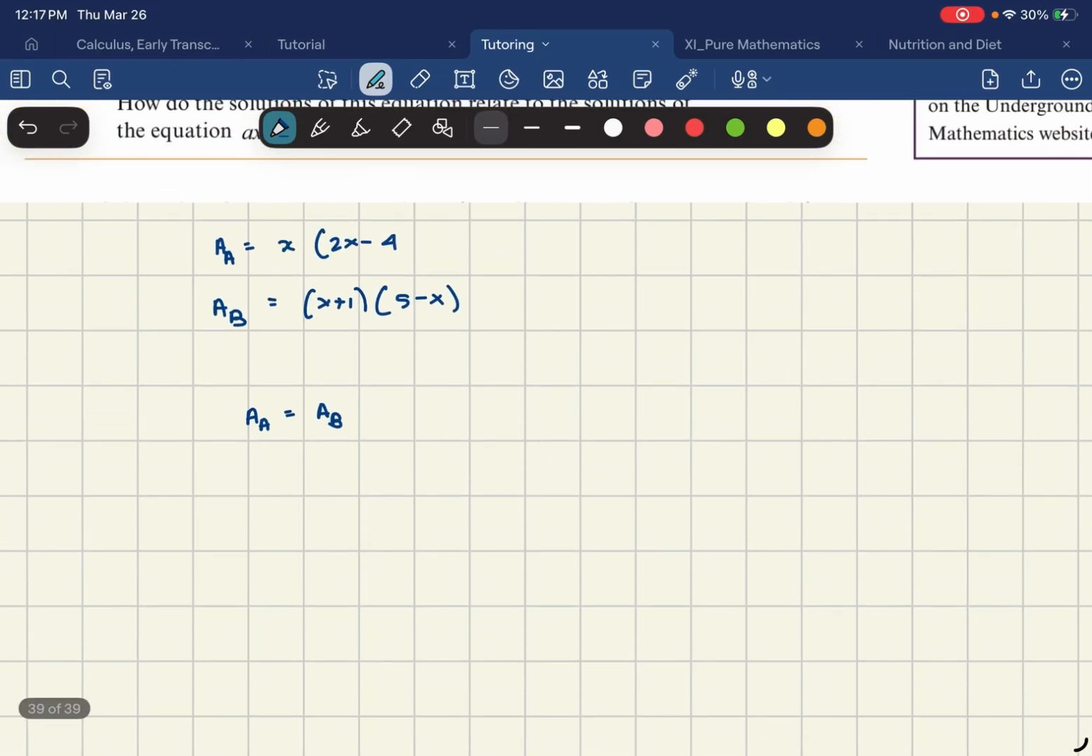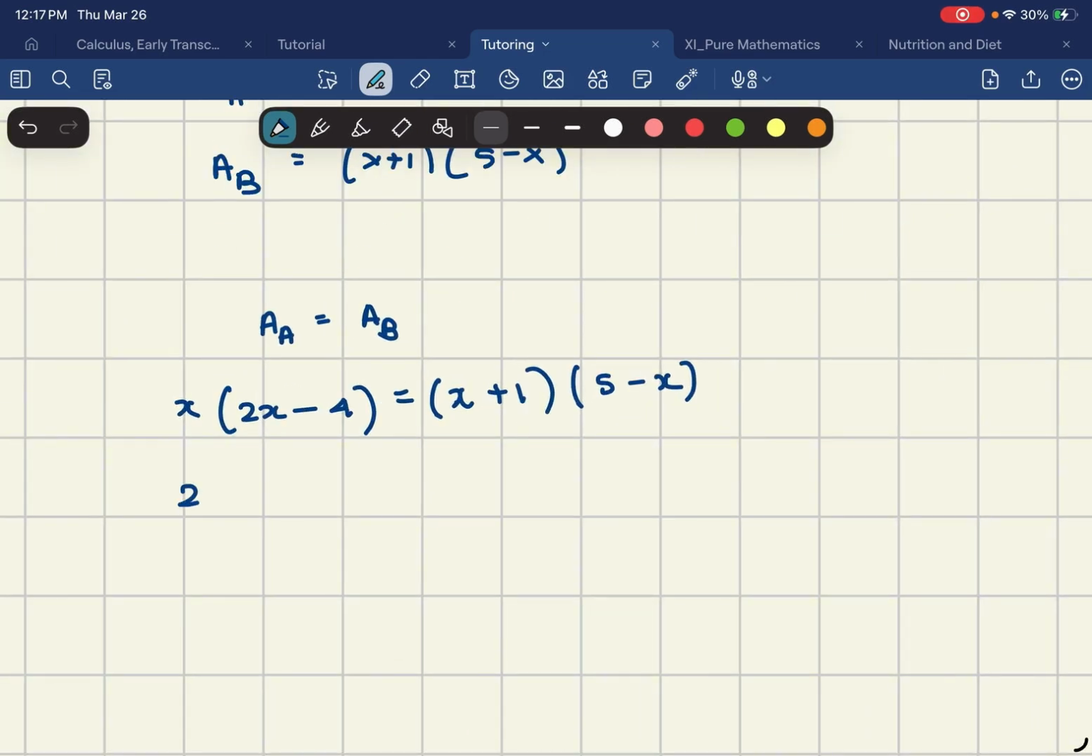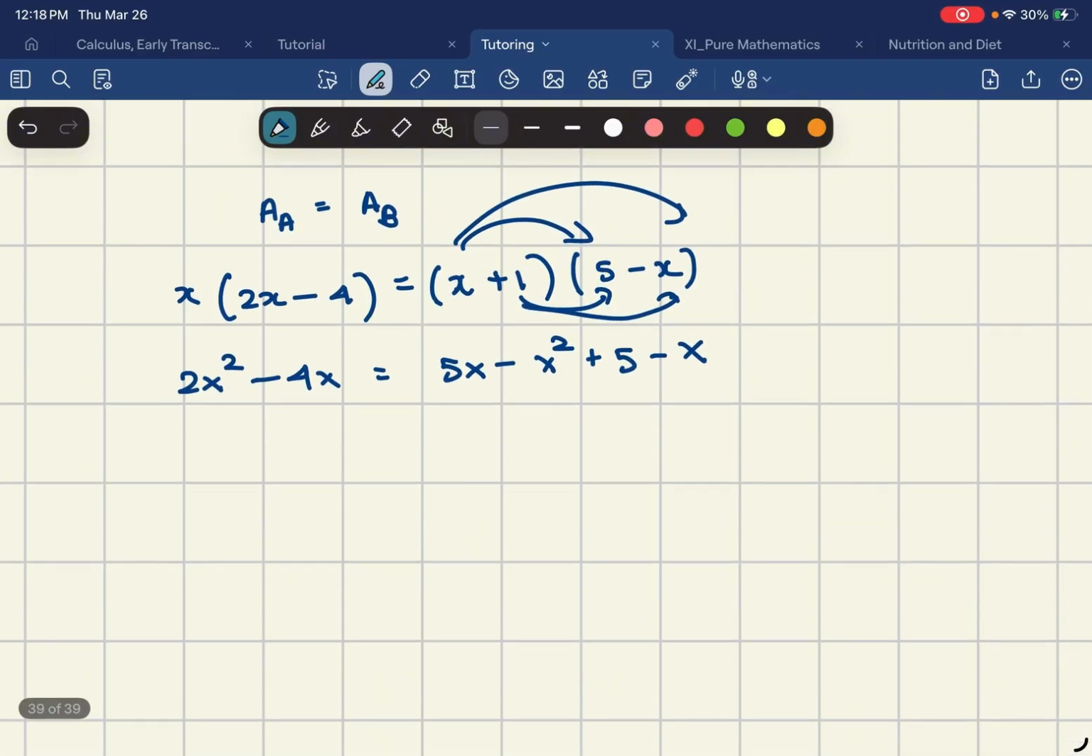All right. So now you just substitute the values in. x times 2x minus 4 equals x plus 1 times 5 minus x. And then you can simplify. So I have 2x squared minus 4x on my left-hand side. On my right-hand side, I have 5x minus x squared plus 5 minus x. So I did it like this: x times 5 is 5x, x times negative x is negative x squared, 1 times 5 is 5, and 1 times negative x is negative x. So I have 2x squared minus 4x, and that is equal to minus x squared plus 4x plus 5.